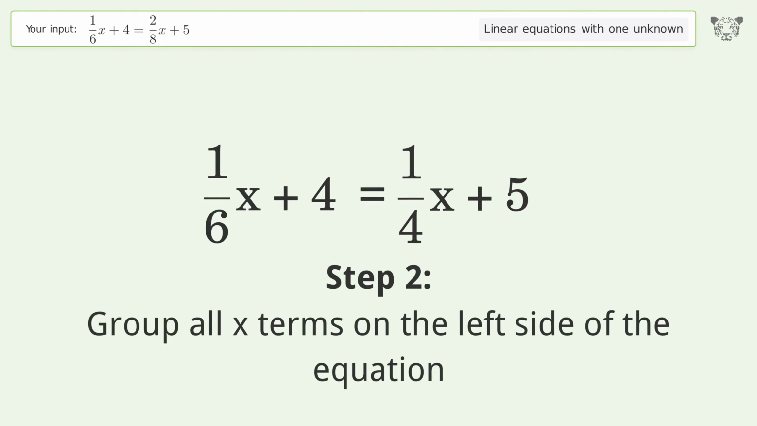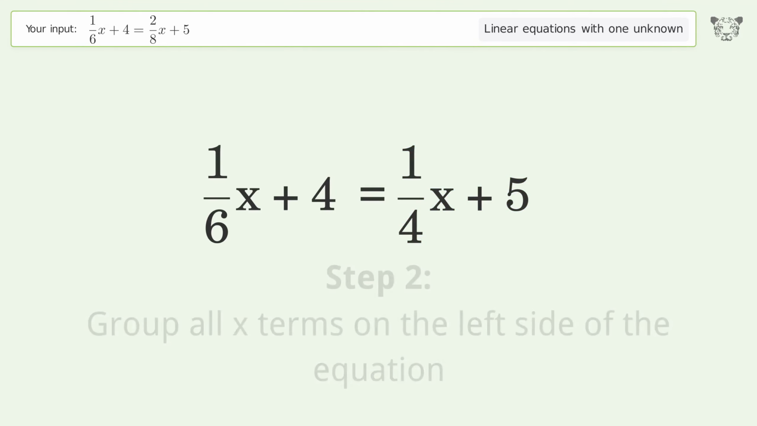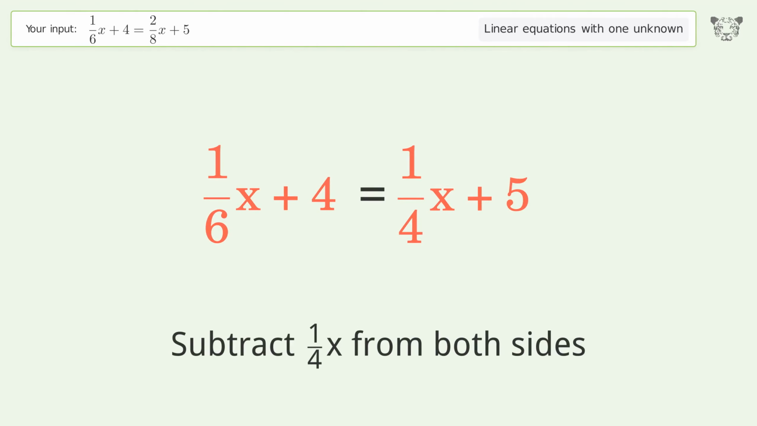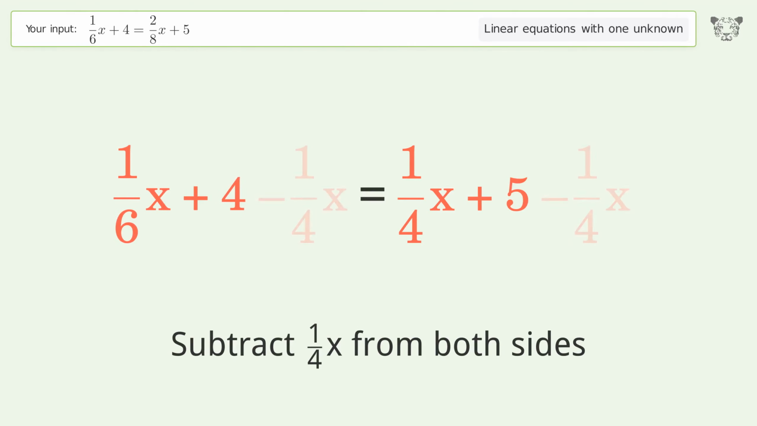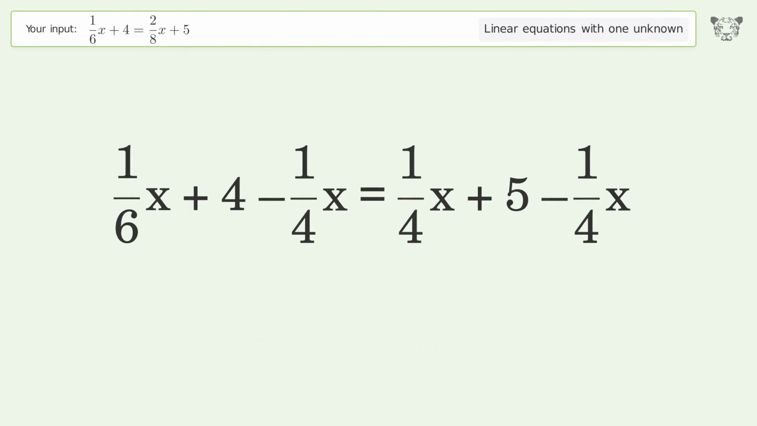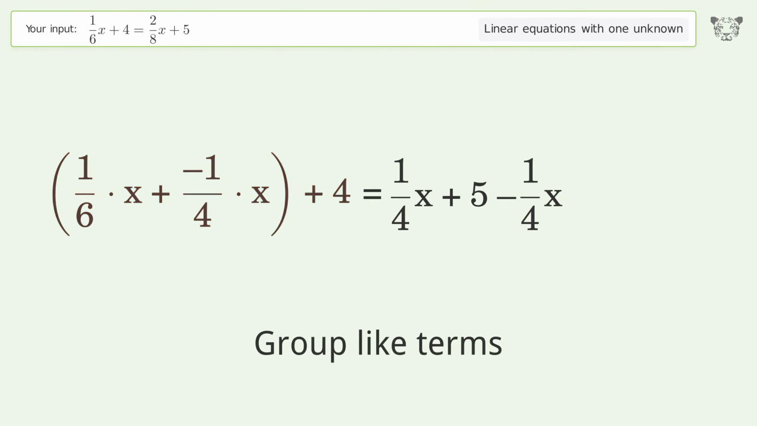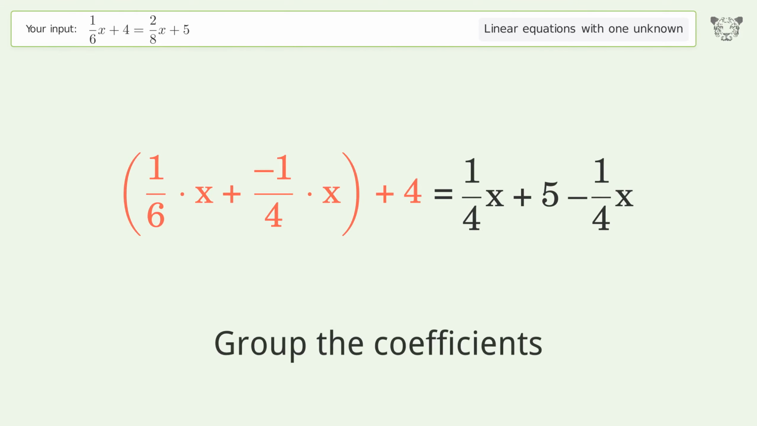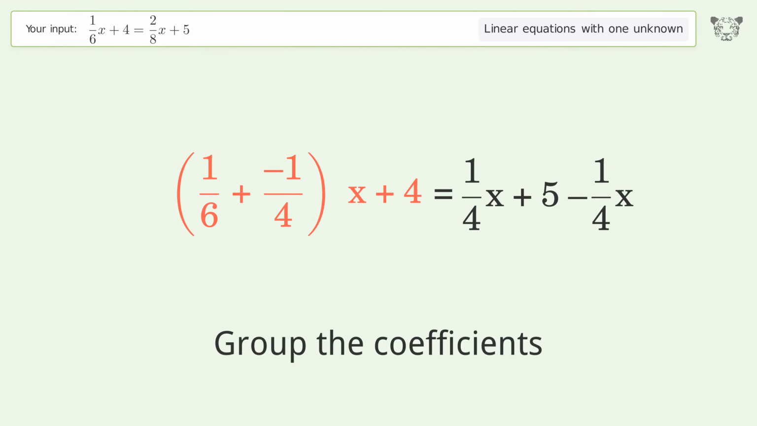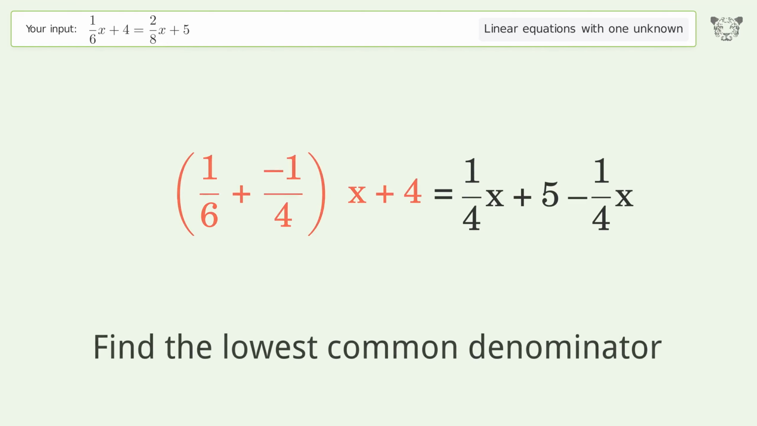Group all x terms on the left side of the equation. Subtract 1 over 4x from both sides. Group like terms. Group the coefficients. Find the lowest common denominator.